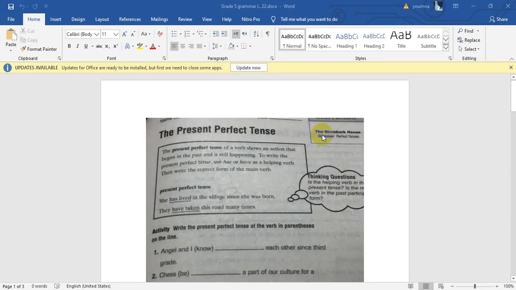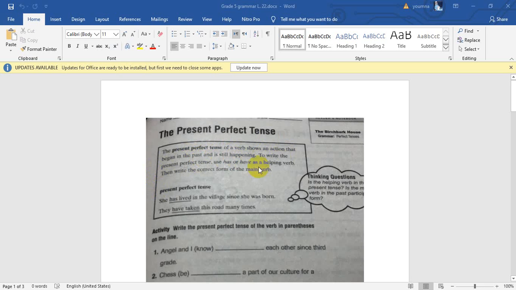Today we are going to practice the grammar of lesson 22, which is the last lesson in this quarter. Okay? Today we are going to have the present perfect tense, but actually it's as a revision because we have taken it before together in school. What is the present perfect tense? Okay? It shows an action that began in the past and is still happening.